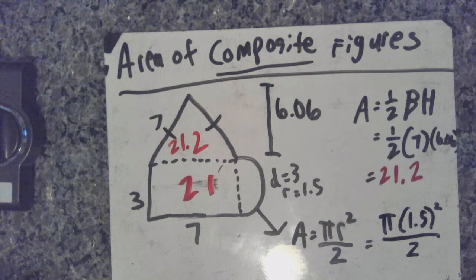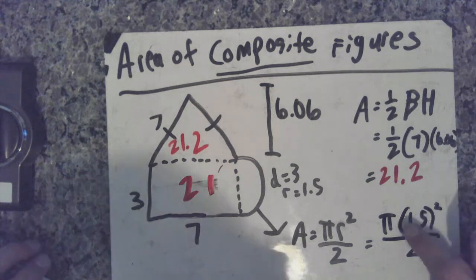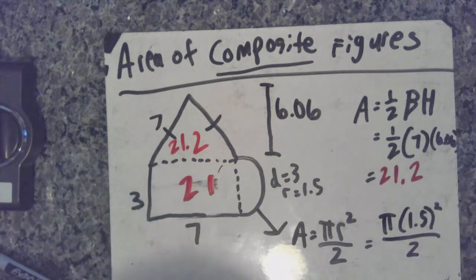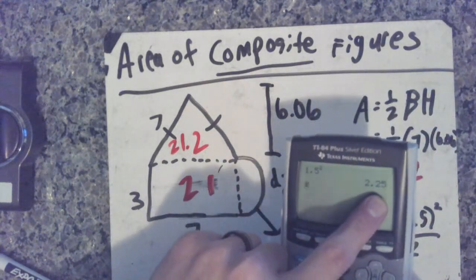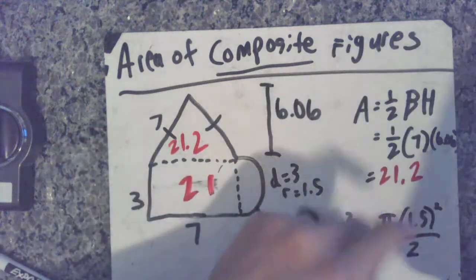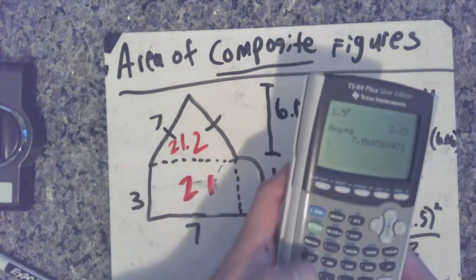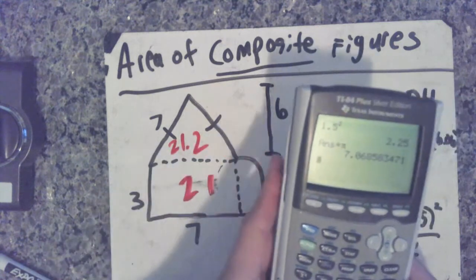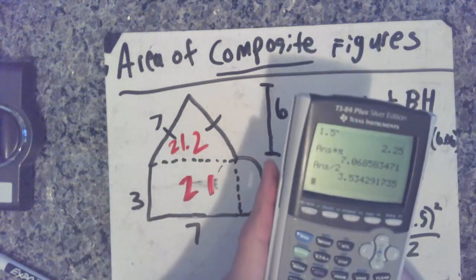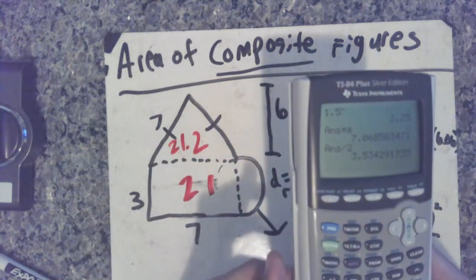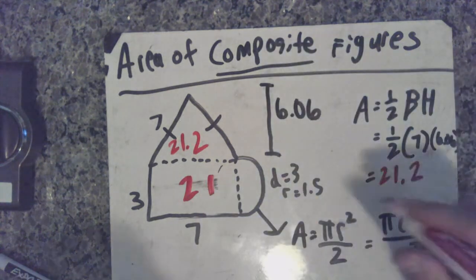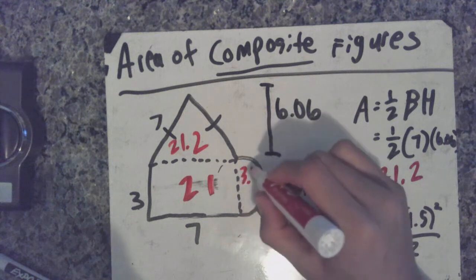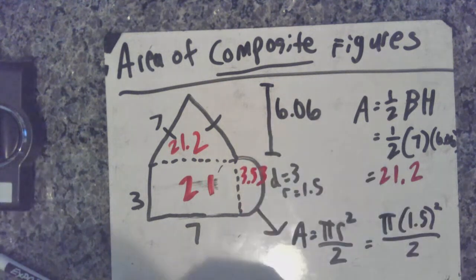So again, we can put that into the calculator. Make sure you do the 1.5 squared first, get that 2.25. Then you're going to multiply by pi. And then since it's a semicircle, half of a circle, I'm just going to divide by 2. For this particular one, you're going to end up getting 3.5, we'll go ahead and round to 3.53 for the area there. So that's finding each piece.